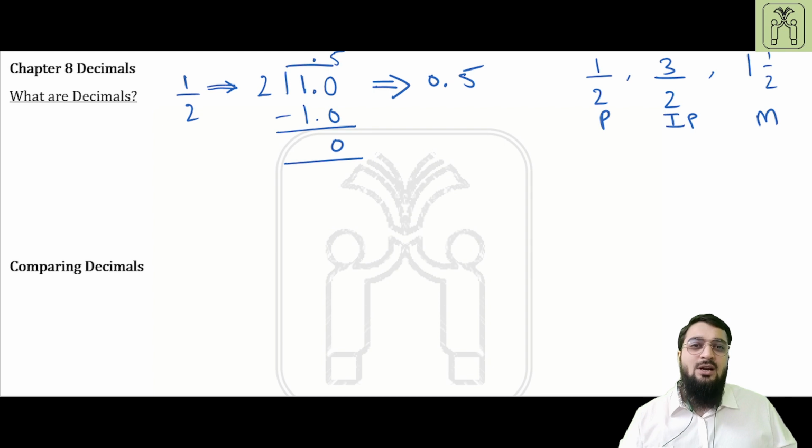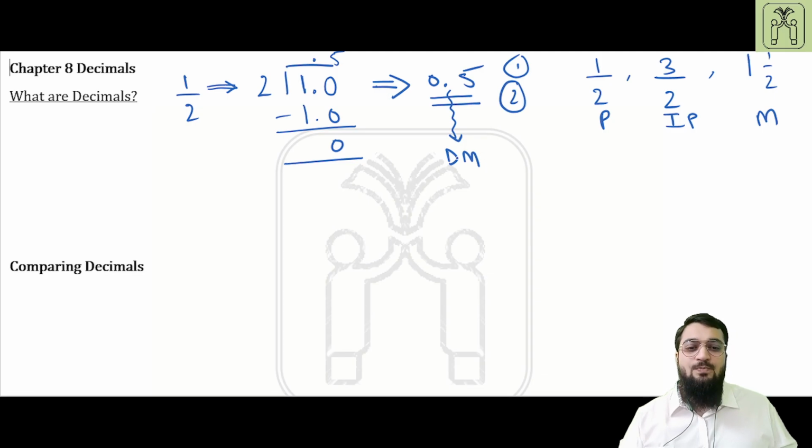So here there are some things which can be understood with this example only. First is that the fraction 1 upon 2 can be written as 0.5 in decimal. That is point number 1. What is the second point? The second point is that this point is known as the decimal point.